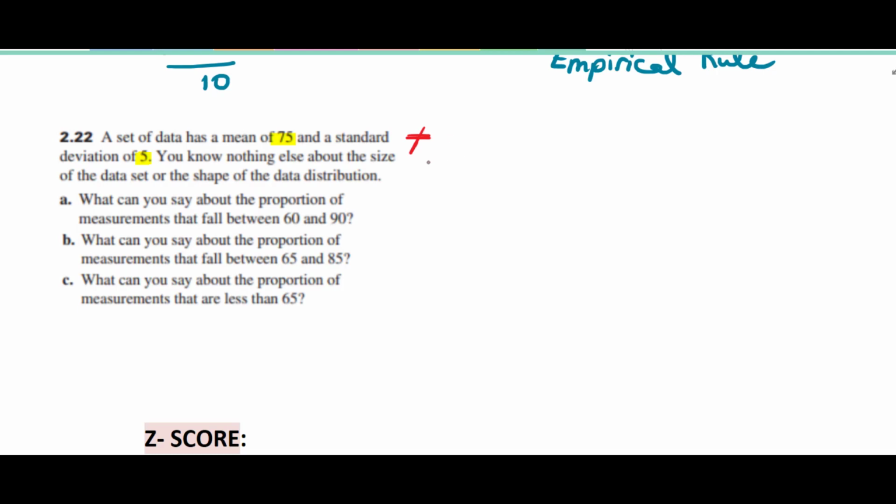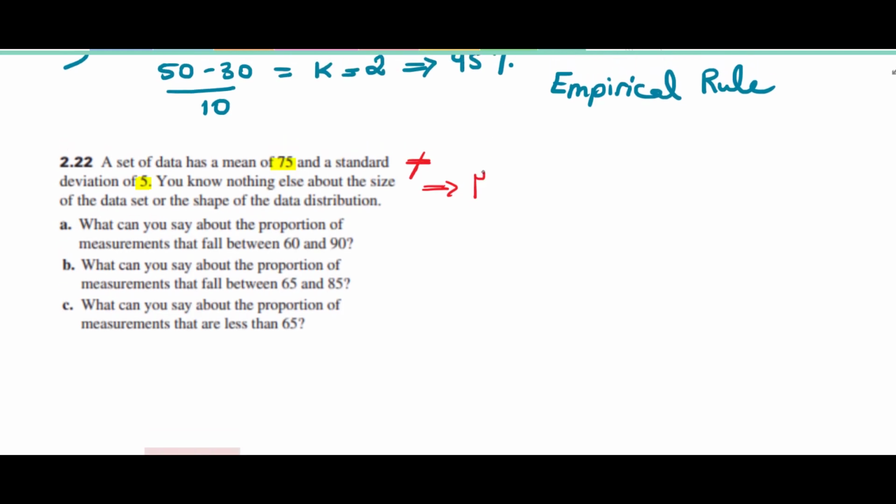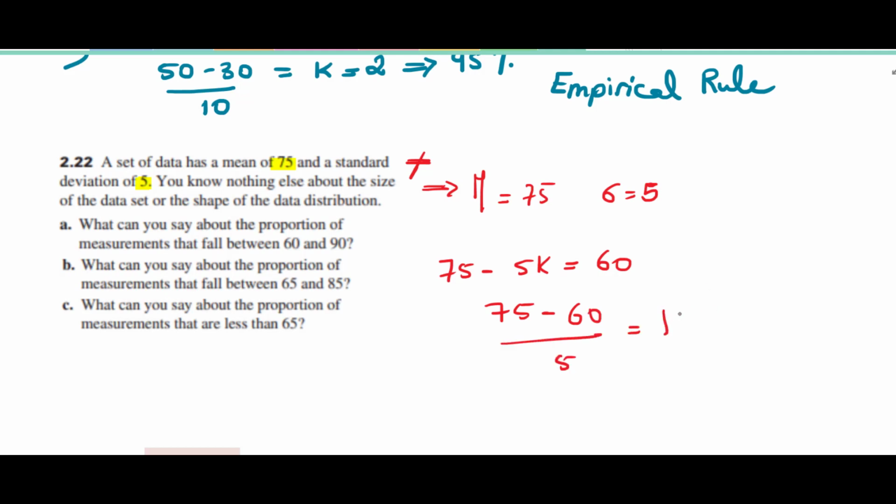But instead, what you have to use is Chebyshev's rule. So applying Chebyshev's rule and knowing that the mean is 75 and sigma is 5, then you just plug in. It's the same thing, so the method of solving is the exact same. What can you say about the proportion of measurements that fall between 60 and 90? So you just do 75 minus 5k is equal to 60. And then you solve for k because we want to know how many units away from the mean it is. And then you get k is equal to 3.